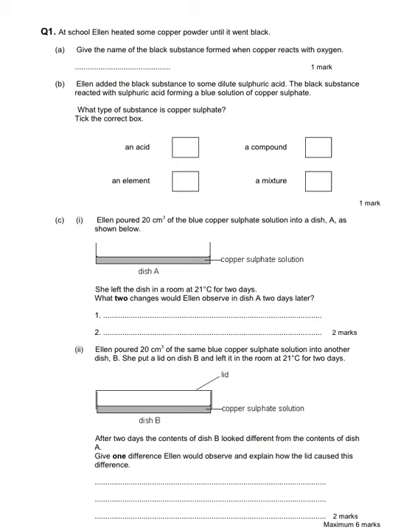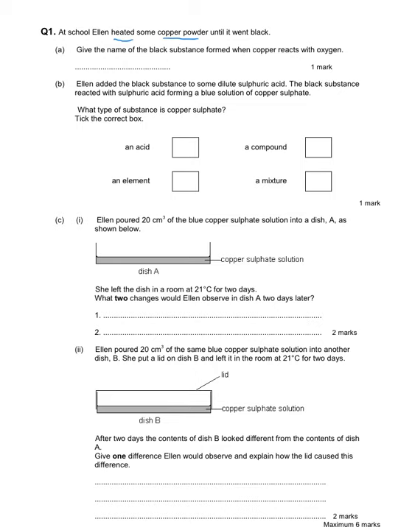This first question is about some reactions of copper, and the question says that a school student heated some copper powder until it went black. And our first question is to give the name of the black substance formed when copper reacts with oxygen.